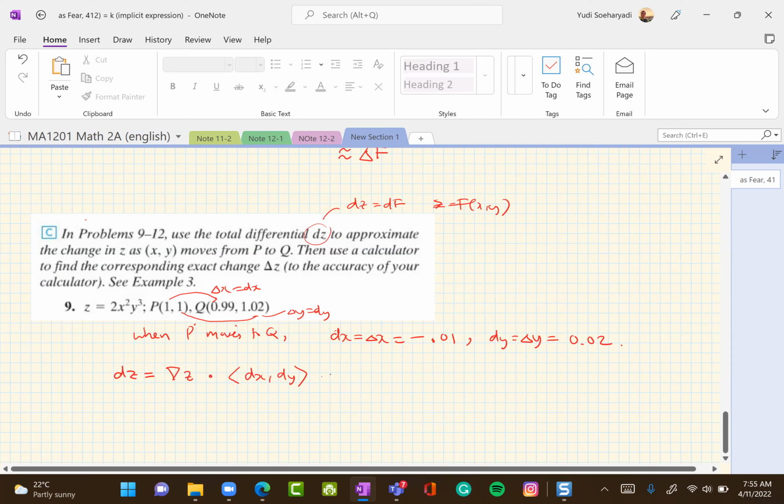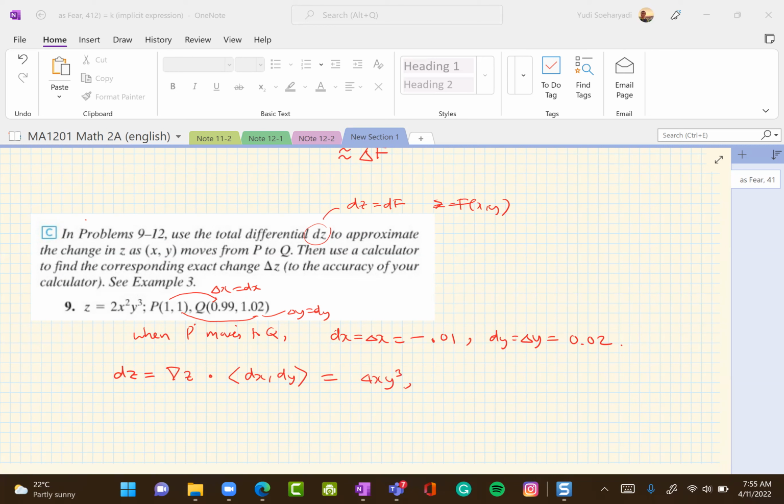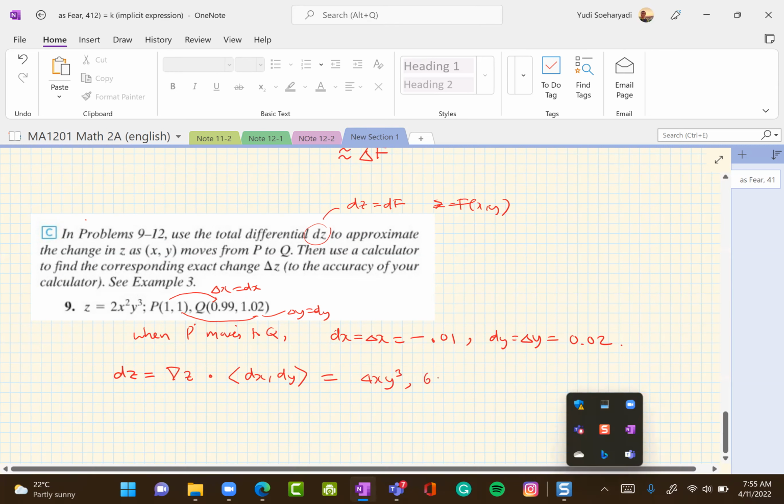Okay, so let's compute this one. That's easy. Gradient of z. So derivative with respect to x, that's 4xy. And then derivative with respect to y, that's going to be 6x squared y squared. Okay.